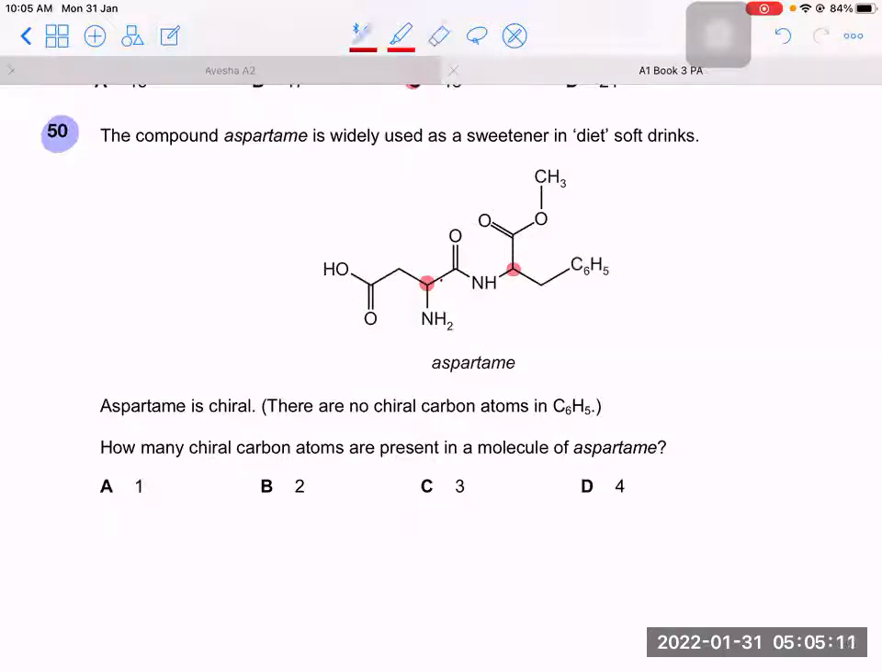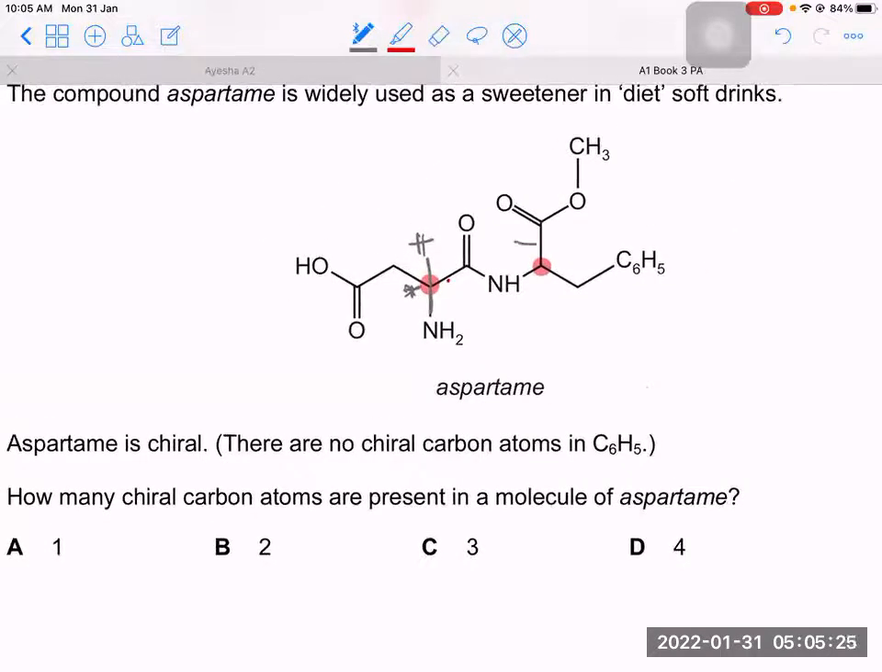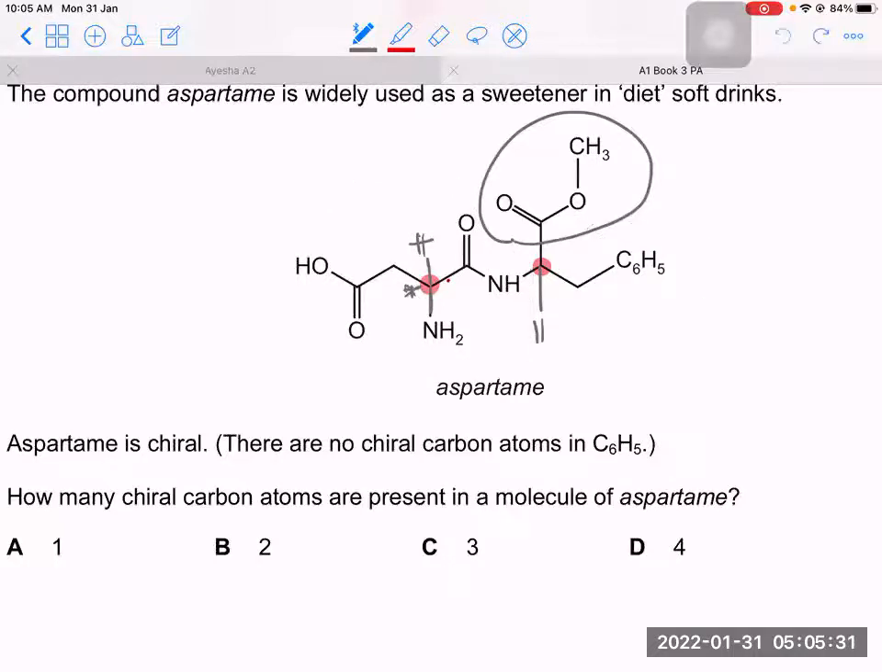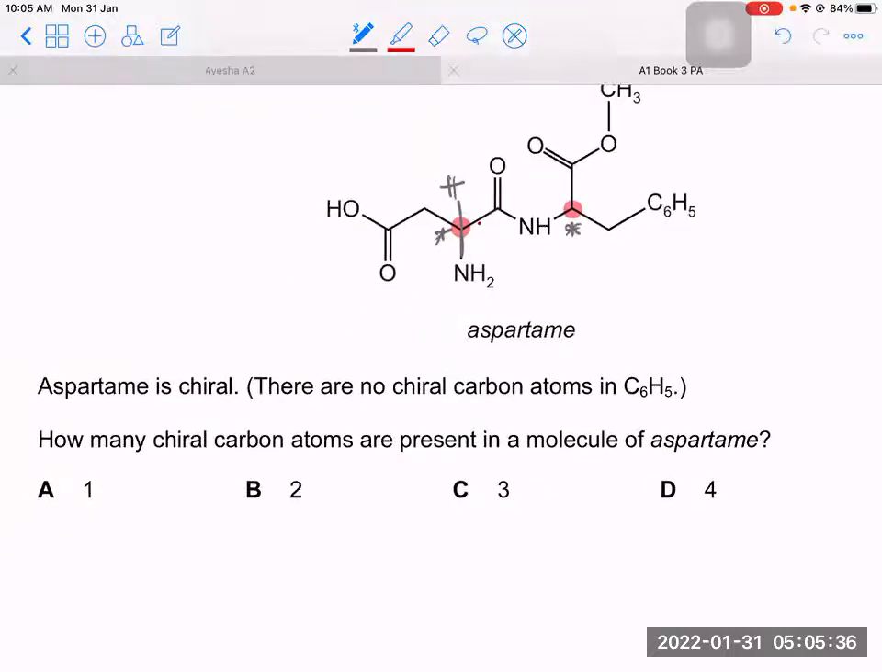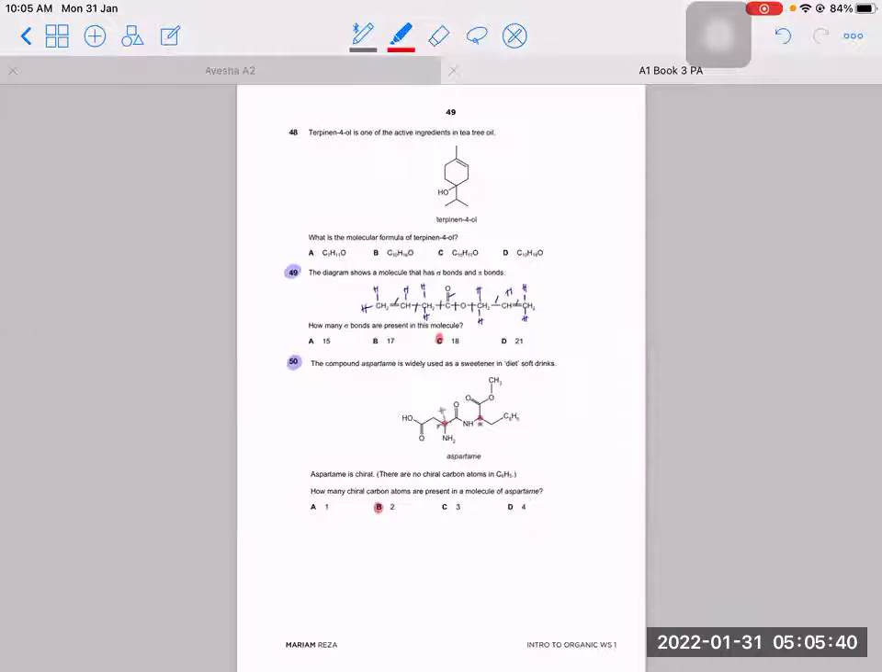One last question, guys, and we're done. So let's see. It has an NH2. It has an H. It has all of this stuff. Are they chiral? Yes. Let's check this one. It has all of this stuff. It has an H. It has all of this. Are they different? Yes. Is this chiral? Yes. The answer therefore is 2. Is this clear? Do you understand this? Any questions? No?